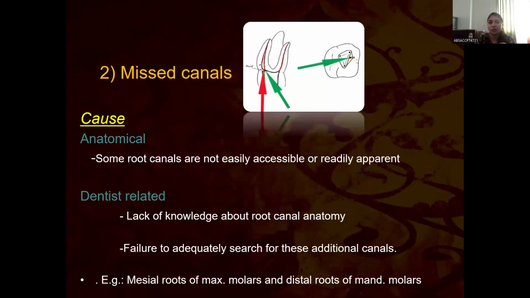Okay. Now come to missed canal. What are the causes of missed canal? Some root canals are not easily accessible or readily apparent, and that can be the anatomical cause, because sometimes the tooth anatomy is different. Second is dentist related. If you are lacking knowledge about the root canal anatomy, there can be a mishap. Another is failure to adequately search for these additional canals. For example, mostly the mesiopalatal canal of maxillary molars as well as the distal root of mandibular molars. If you fail in knowing the anatomy of the tooth, that is the chance of a missed canal.